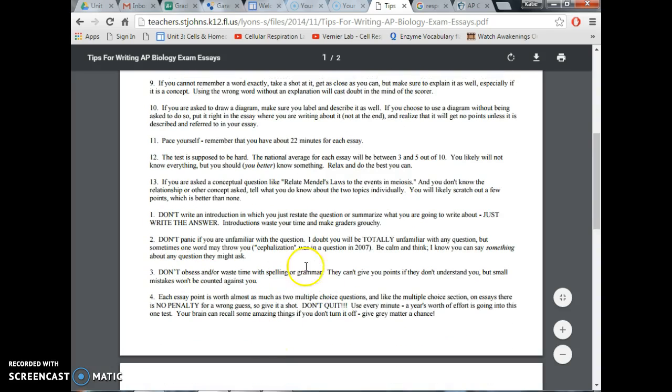Don't worry about spelling or grammar. If you get it as close as possible, that is great. They're not going to give you points or take away points if your grammar or spelling is incorrect. You just need to make sure that they understand what you mean.